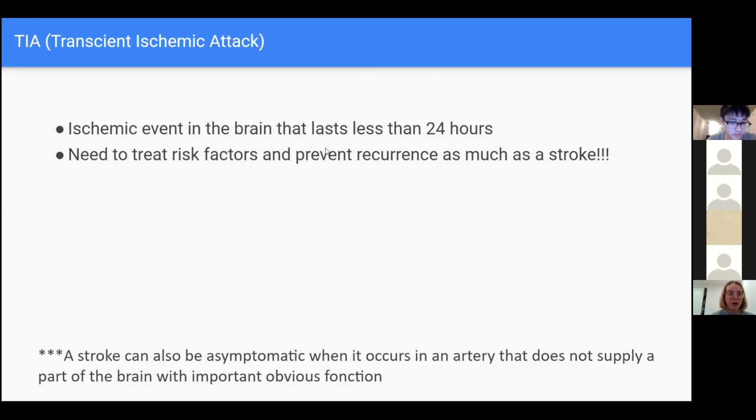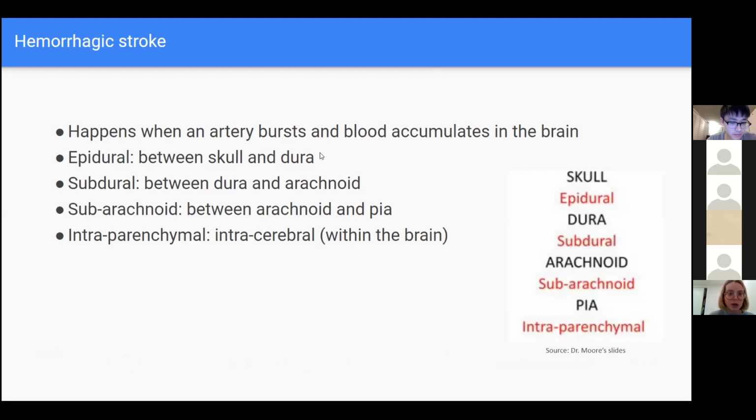Okay. So now let's talk about hemorrhagic stroke. Hemorrhagic strokes happen when an artery, mostly, but sometimes a vein, bursts and blood accumulates in the brain. There are different types of hemorrhagic stroke. There's epidural, which happens when there's blood between the skull and the dura. There's subdural, between the dura and the arachnoid. There's subarachnoid, between the arachnoid and the pia mater. And then there's intraparenchymal, which happens intracerebrally, so within the brain.